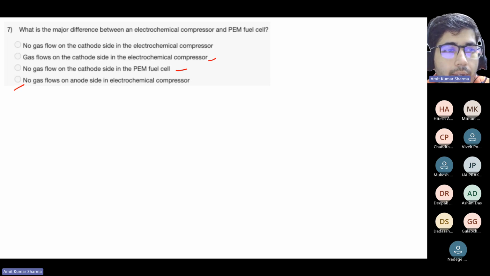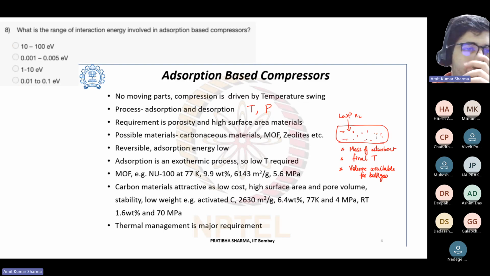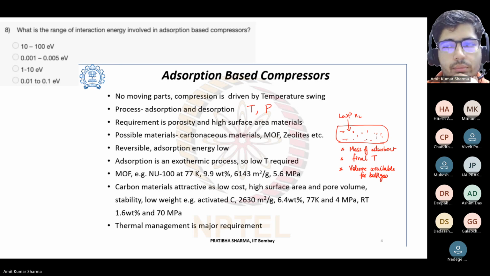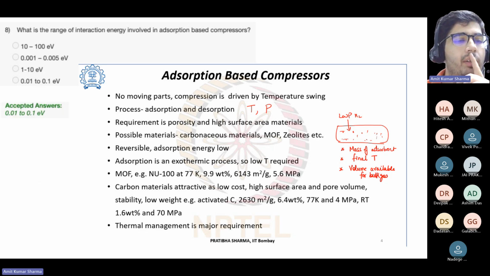So no gas flow on the cathode side in the electrochemical compressor is the right answer, because we should have no gas flow. Otherwise, there will be no compression. What is the range of interaction energy involved in an adsorption based compressor? We have not gone through this compressor, so the answer is 0.01 to 0.1 electron volt.